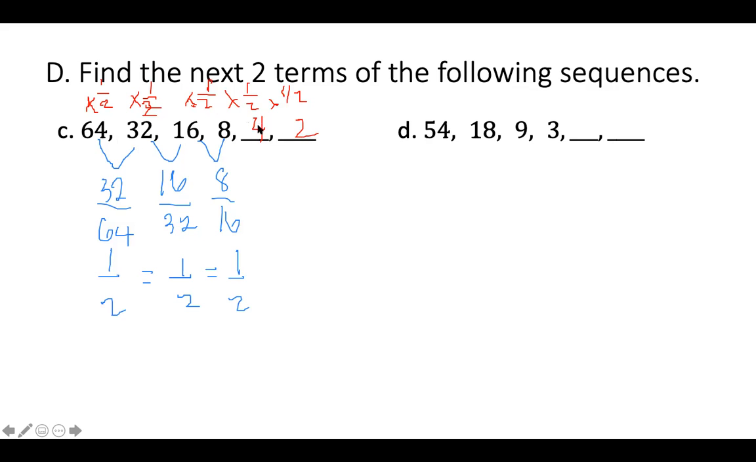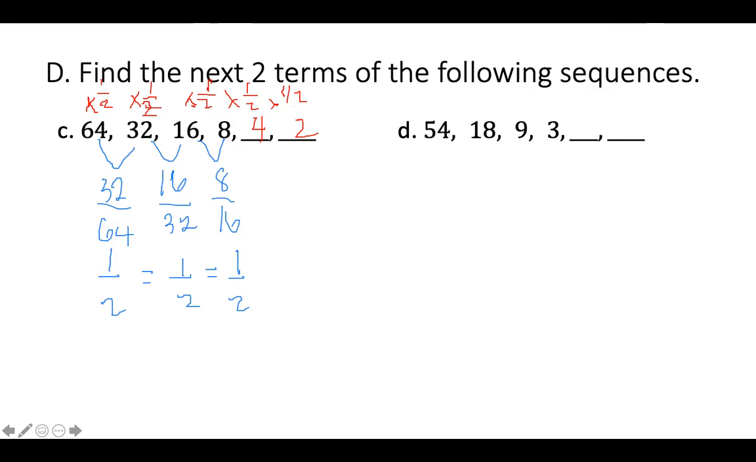So 2 times 2 is 4, correct? 4 times 2 is 8, correct? 8 times 2 is 16, correct? 16 times 2 is 32, correct? 32 times 2 is 64, correct? Okay, so that's from right to left. And again, we take the reverse when we want to recheck if our work is correct or not by multiplying it by 2 or reversing the operation. All right? Okay, now let's move on to letter D.